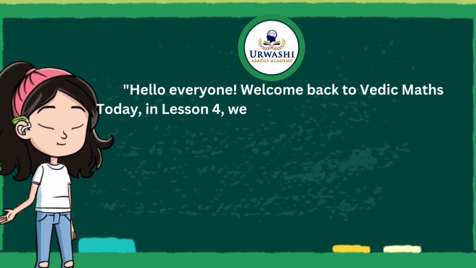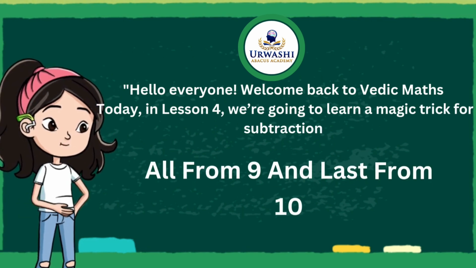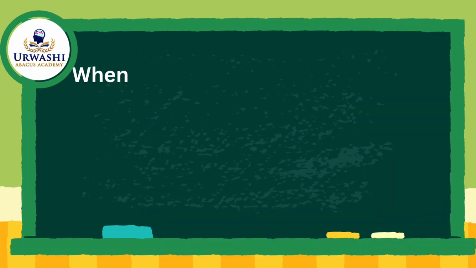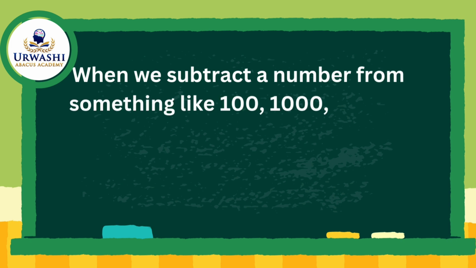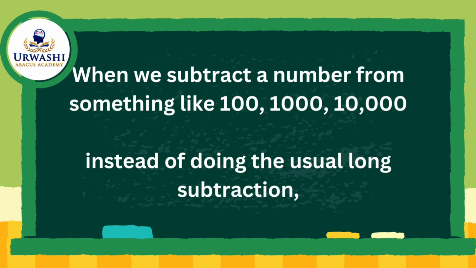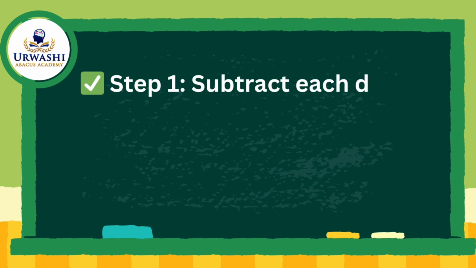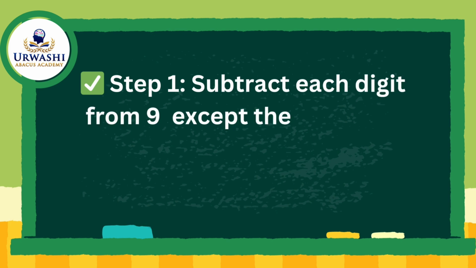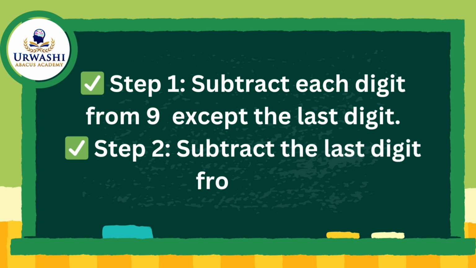In Lesson 4, we're going to learn a magic trick for subtraction called "all from 9 and the last from 10." When we subtract a number from something like 100, 1000, 10,000, instead of doing usual long subtraction, we follow just two simple steps. Step 1. Subtract each digit from 9 except the last digit. Step 2. Subtract the last digit from 10.